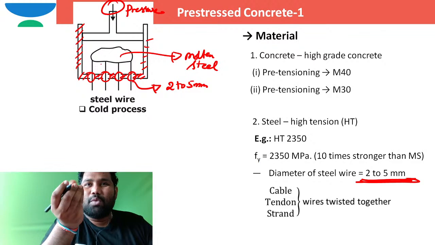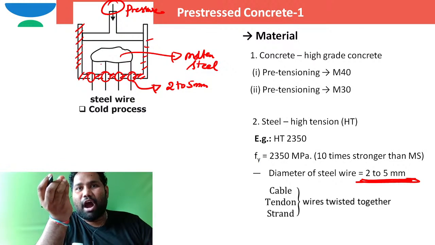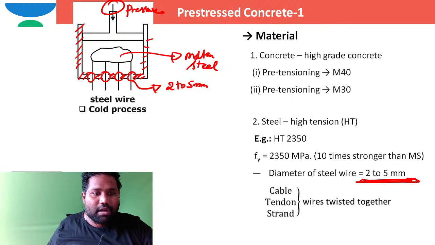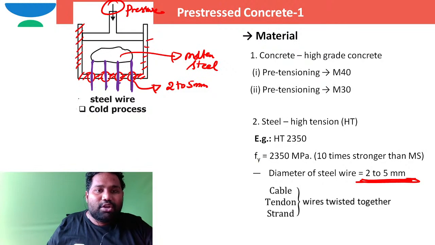I hope you know what is molten steel. Steel which is in a very hot form is nothing but molten steel. When I press this hot steel, this type of wire will come out with a diameter between 2 to 5 millimeter. And when these 2 to 5 millimeter diameter wires in hot form are coming out, I need to solidify them. How can I solidify it? With the help of a cold process from outside, with the help of quenching.